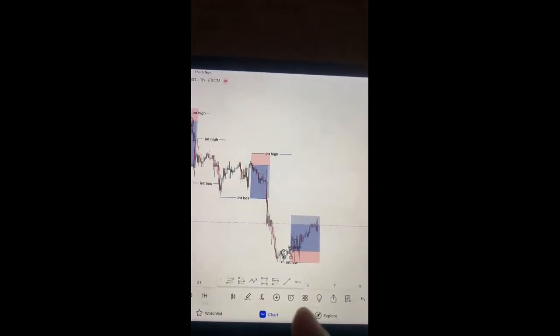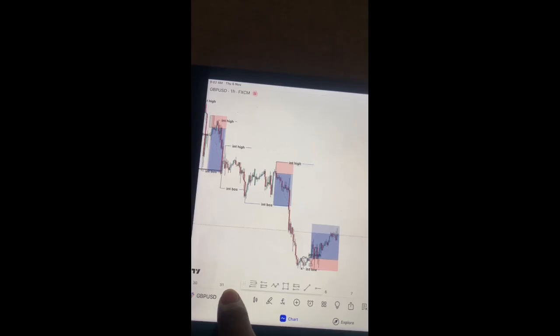That's why I didn't take any trade all this while. Then when price got to this place, I saw that price was finding it very difficult to break down or to go below. Then I went to the 15 minutes.